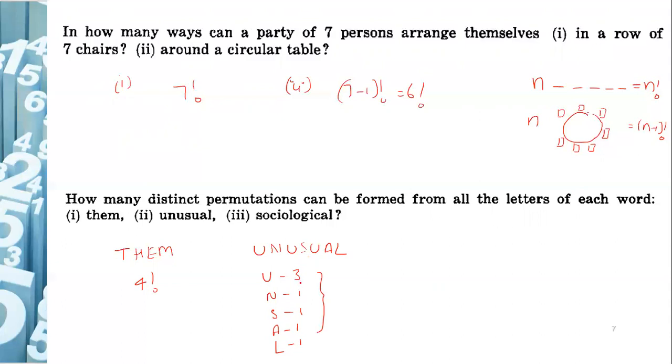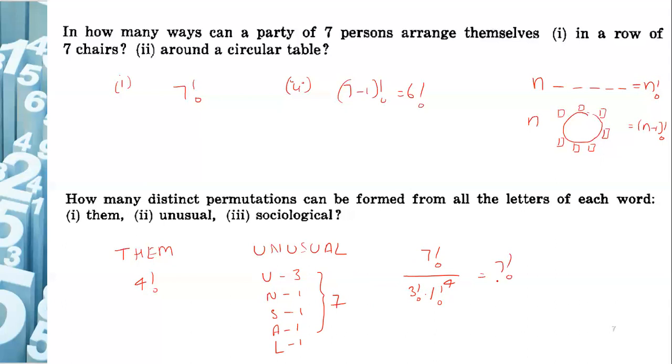Totally we have 7 letters, but they are not distinct. If they were distinct, just like THEM, it would be 7 factorial, but they are repeating, so you need a different formula. The total number of objects is 7 factorial, and one object is repeating 3 times, so that is 3 factorial, and the remaining are 1 factorial each. Of course, 1 factorial is 1, so we need not write it; otherwise we can say 1 factorial to the power of 4, which is obviously 1.